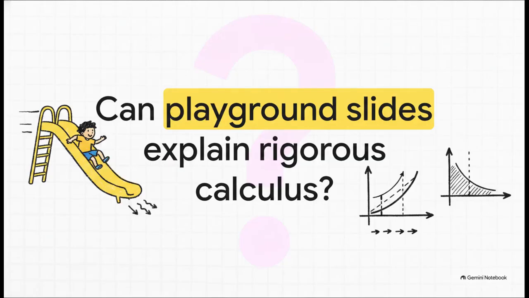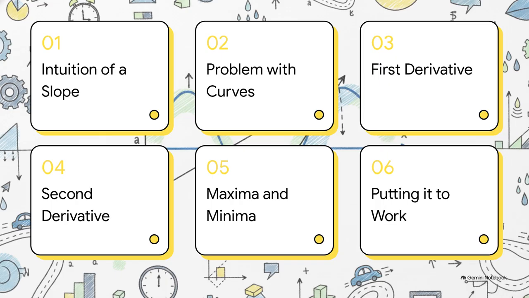So let's dive right in with what sounds like a completely crazy question. How can the exact same intuition a toddler has on a playground slide help you conquer rigorous differential calculus? It sounds wild, I know, but the foundational logic of calculus is quite literally built on everyday, intuitive physical movement. We're going to level up through 6 quick steps today. We'll start with the intuition of a slope, tackle the problem with curves, introduce the first and second derivatives, find our maxima and minima, and then, finally, put it all to work.